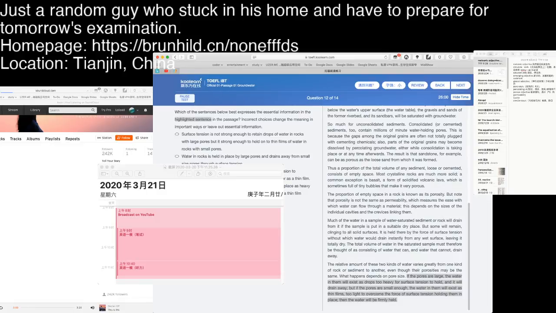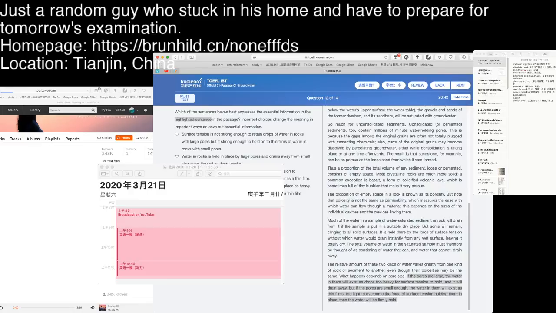I understood it. Surface tension is not strong enough to retain drops of water in rocks with large pores, but it is strong enough to hold on to thin films of water in rocks with small pores. I think that's right. Water in rocks is held in place by large pores and drained away from small pores. This is incorrect. Small pores and large pores both interact with the surface tension to determine whether a rock will hold water as a heavy drop. The heavy drop won't be held by the rock, so C is wrong.